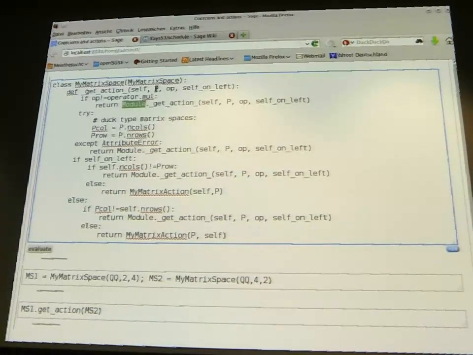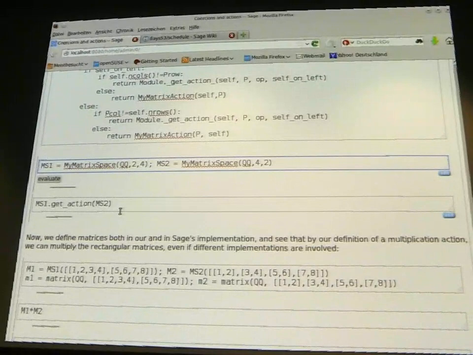Otherwise, we try whether P, this other parent, looks like a matrix space. A matrix space has number of columns and number of rows. If it does not have these methods, so if there's an attribute error, then we know it is not a matrix space. We don't know about anything that is not a matrix space, so we simply let module do the work, because there's some other action that module knows about. If self is on the left, then we need to check that the number of columns of self and the number of rows of the other thing coincide, because only in this situation can we multiply. If this fits, then we return our matrix action. If it does not fit, then again we defer to the default inherited from the module. And if self is not on the left, then simply the two things need to exchange their roles.